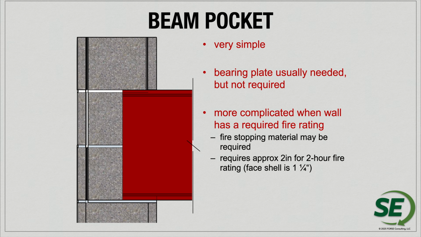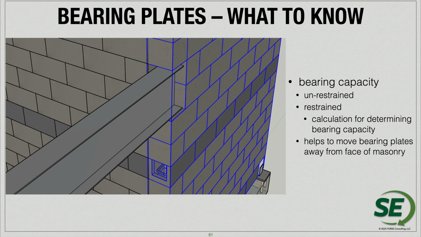You do have to also pay a little bit of attention to fire ratings. If you're removing some face shells, you maybe have to replace that with some grout and mortar filled elements around the member that's framing into the masonry wall. So again, there's a variety of different ways that you can have bearing plates. It could be just a pocket. It could be into the end of the wall that you can see in this design scenario.